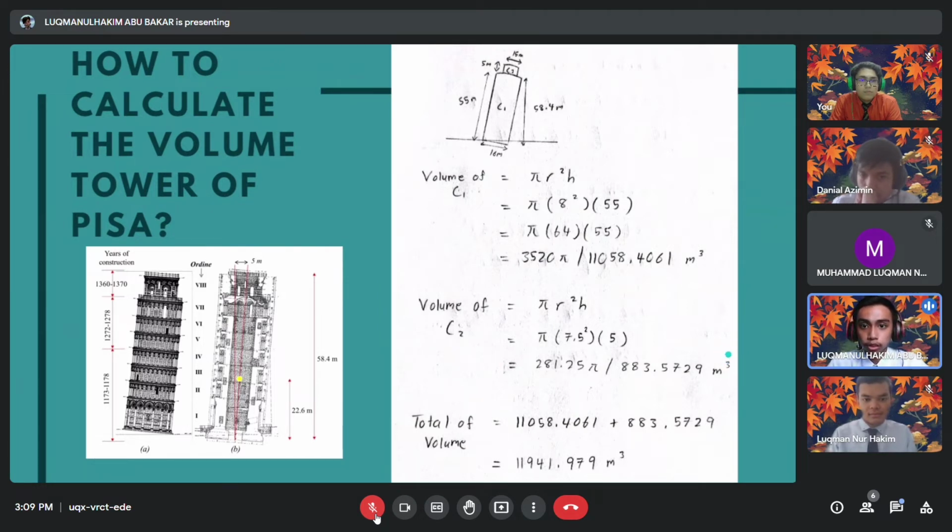The volume of C1 is pi by 8 squared by 55. So the answer is 3520 pi, or generally 11,058.4061 meter cube. The volume of C2 is pi by 7.5 squared by 5. So the answer is 281.25 pi, or generally 883.5729 meter cube. The total volume for the Tower of Pisa is 11,941.979 meter cube.